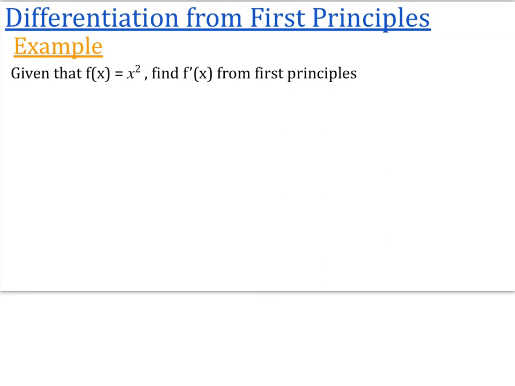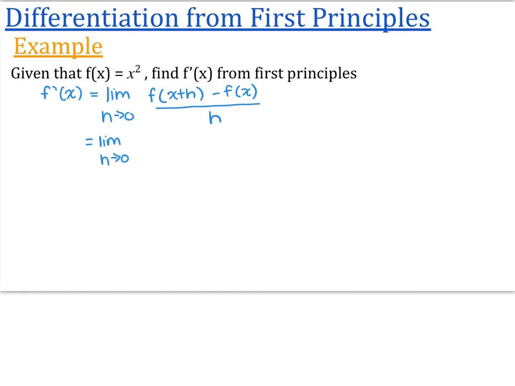So first thing I'm going to do is write down the definition of the derivative from first principles. And that says that the derivative of f is equal to the limit as h approaches 0 of f of x plus h minus f of x, all divided by h. All right, so again, we've got the limit as h approaches 0. Now we're going to substitute in what we know. So we're going to find f of x plus h. Well, we know that f of x is x squared. So just over here, I've got f of x plus h is going to be x plus h all squared.